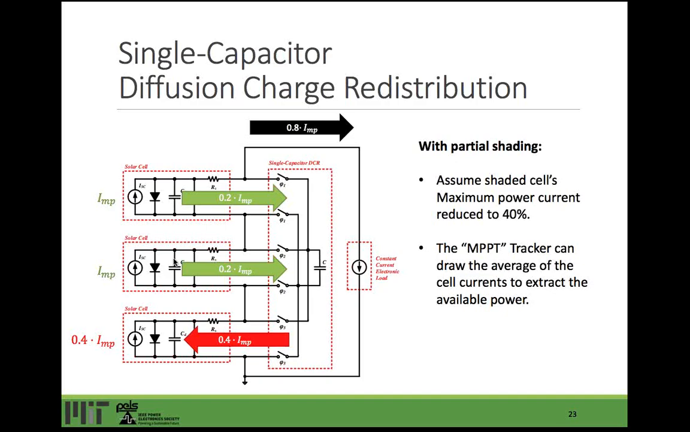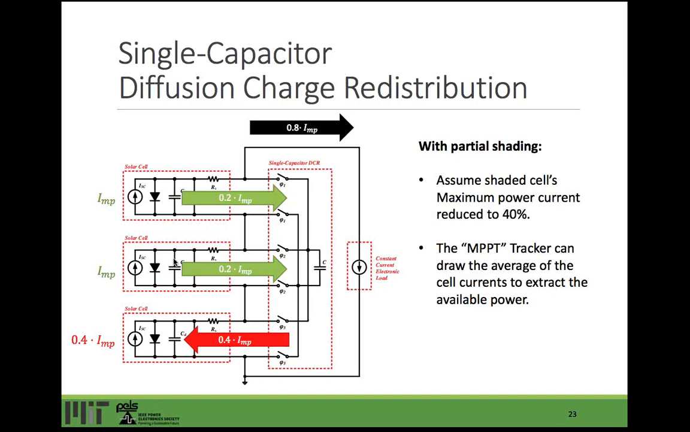Suppose we have partial shading on the bottom cell, and the shaded cell's maximum power current is reduced to 40% of the original. In order to extract all the power from the string, we must extract the maximum power point current from each and every cell. With this configuration, let's assume we demand the average cell current at the output, which is now 2.4 divided by 3, or 0.8 times IMP.